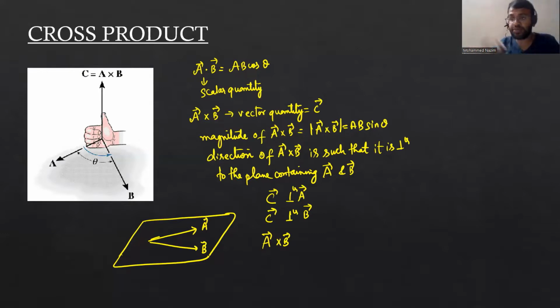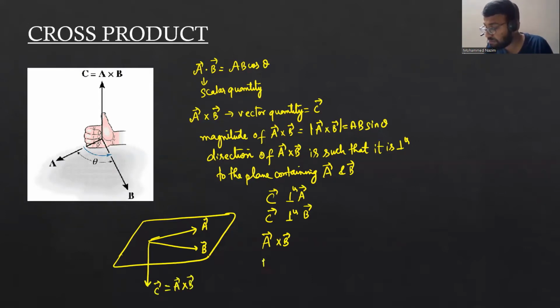Since A and B are in the horizontal plane, I'll point my fingers in the direction of A and then I'll curl towards B, correct? The thumb is in the downward direction. That is nothing but the C vector, which is A cross B.